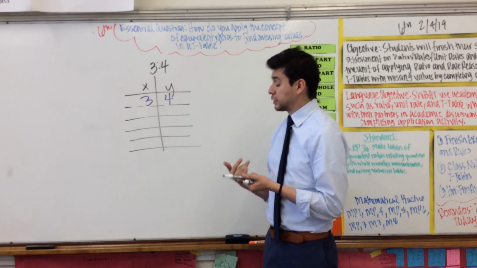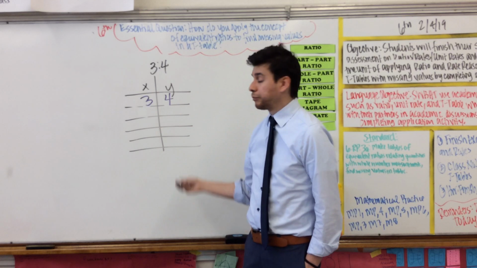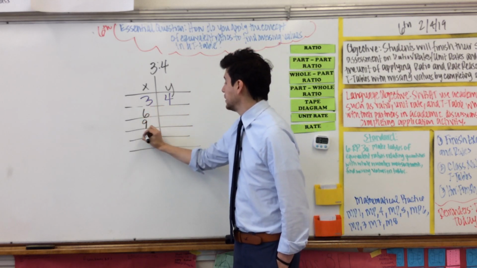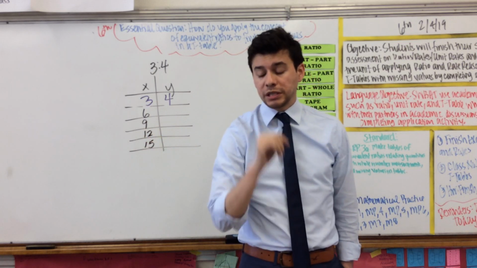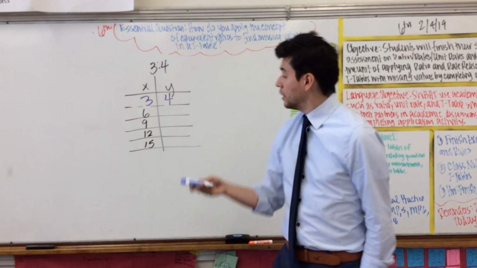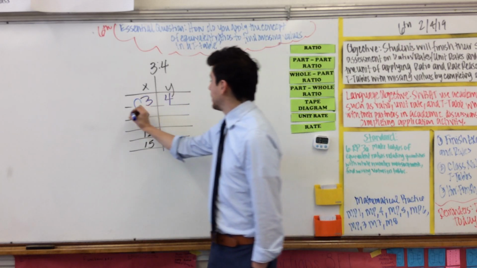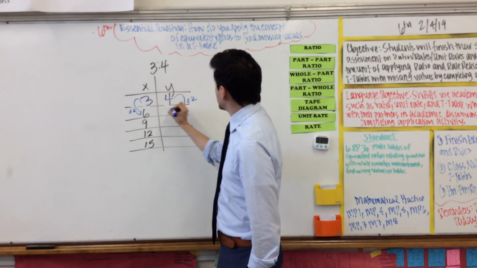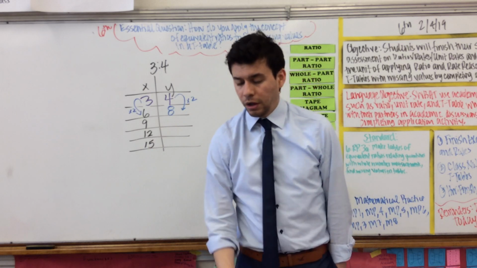So if I'm pretty smart at this, I want to pick multiples of 3. So in this case, 3, 6, 9, 12, 15. I'm going to pick multiples, and you're going to see why I picked the multiples, okay? So if I want to go from 3 to 6, I times it by 2, so I have to times this by 2. 4 times 2 is 8. You see how easy this is now?